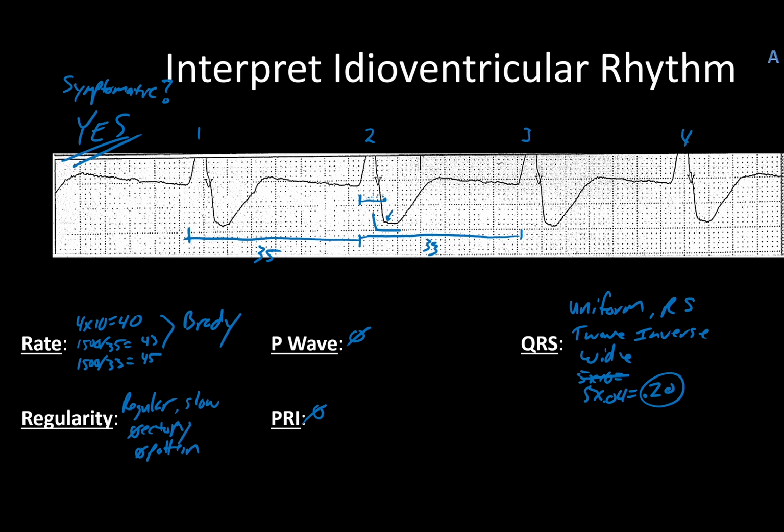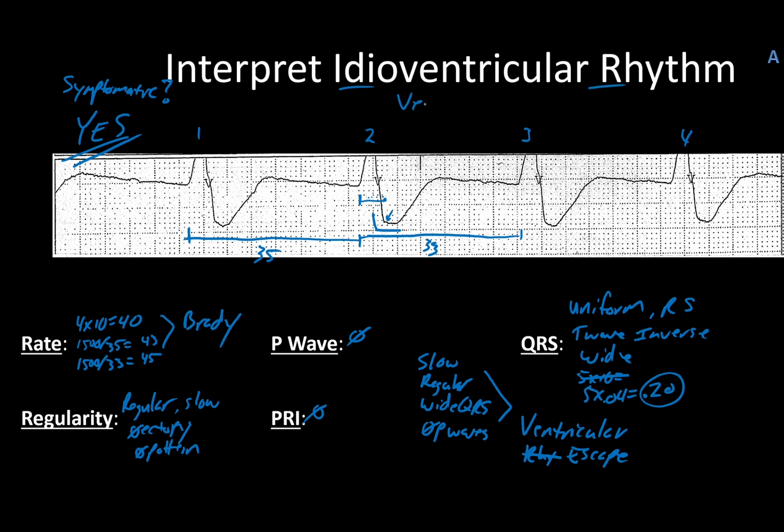So I have a slow, regular, wide QRS, no P waves rhythm. Ventricular rhythm. Sorry, ventricular escape. And I tend to use those interchangeably, the idioventricular rhythm and ventricular escape.